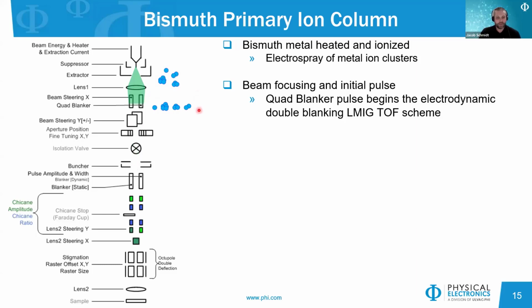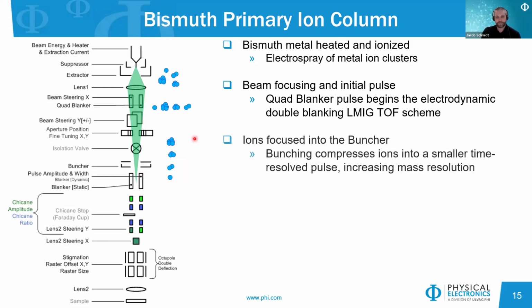At the beginning of the LMIG pulse, we will have all of the ion species existing at the same point in time. As they propagate down the column, they will begin to separate by their mass to charge value. The smaller ions will travel faster, and the larger ions will travel slower. At this point, the ions enter an optical device called the buncher. The buncher will compress the ions into a smaller time-resolved pulse, thus increasing the mass resolution, and I'll discuss this a little bit more momentarily.